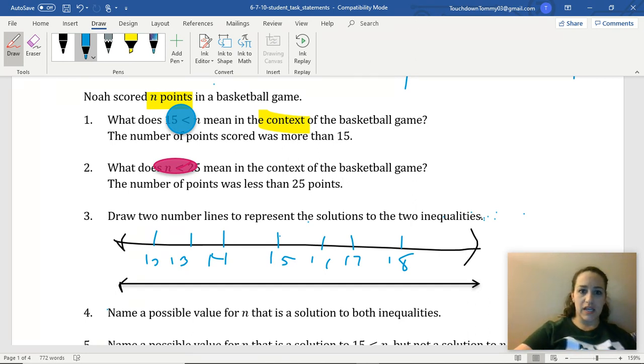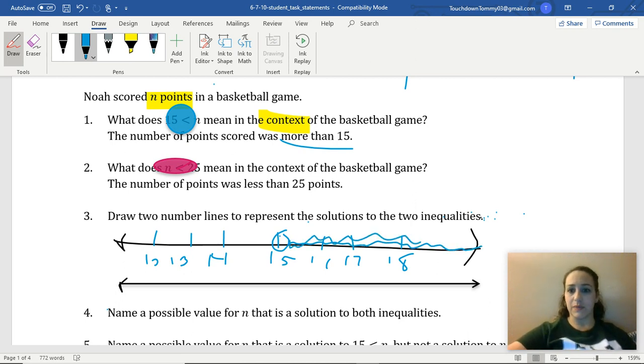So I'm going to take and put a circle at 15 there. And knowing that we said the number of points scored was more than 15, so the number of points could have been 16, it could have been 17, it could have been 100.